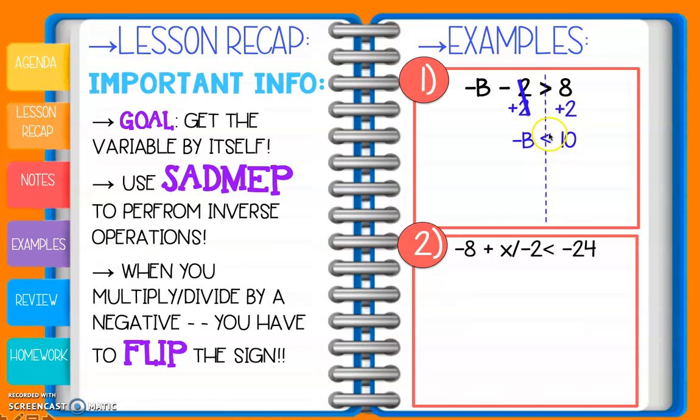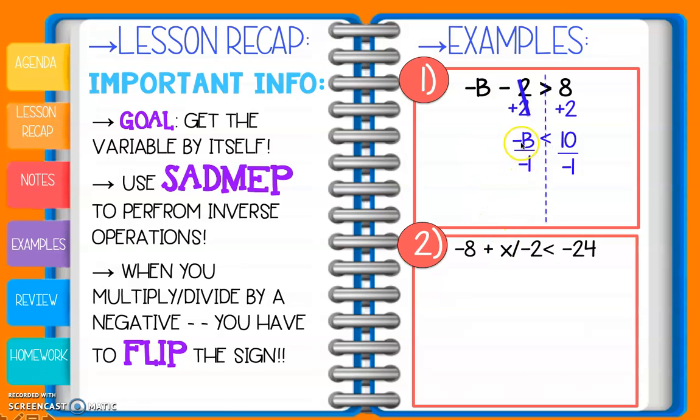Now, you'll notice I've already flipped my symbol. I flipped my symbol because to get this b by itself, I'm going to have to divide by a negative 1. This is a negative 1 times b, okay? So to get it by itself, I'm going to divide by a negative 1 because that's the opposite. I'm going to come over here and do the exact same thing on the other side. And since I divided by a negative, I flipped my symbol. My greater than becomes a less than. Anytime we multiply or divide by a negative, we flip that symbol.